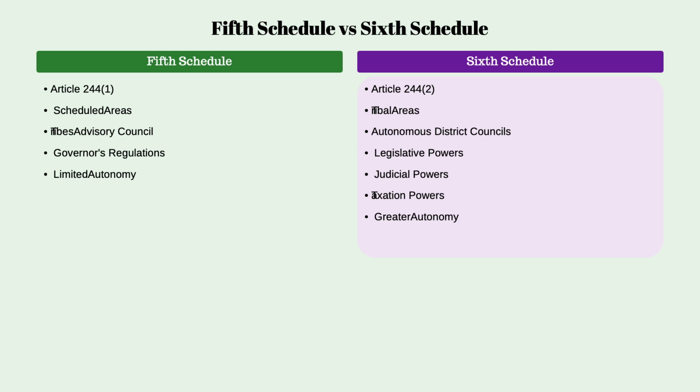Now a comparison. I've already made the comparison, but as you can see, scheduled areas, tribal areas. Okay, two very important distinctions. The Fifth Schedule has scheduled areas, whereas the Sixth Schedule has tribal areas. Under the fifth schedule we have the tribal advisory council, and we have the governor's regulations, right? The TAC is created by the governor, and the TAC is advisory in nature. The governor doesn't have to listen to the TAC if it does not wish to. Okay, so very limited autonomy, but in the sixth schedule, they have legislative, judicial, and taxation powers. So they have greater autonomy. Please go through it once.